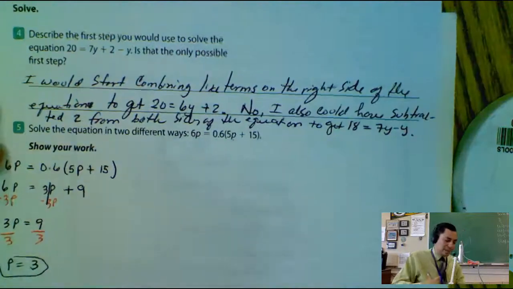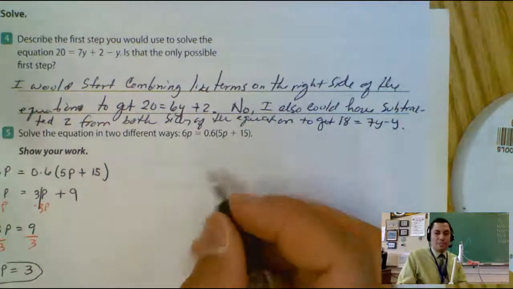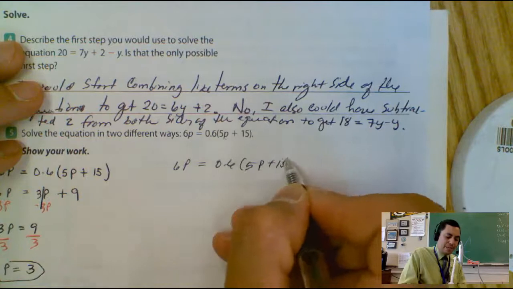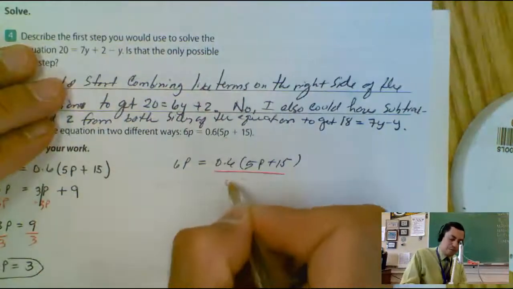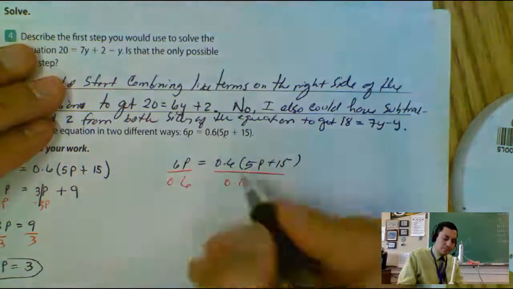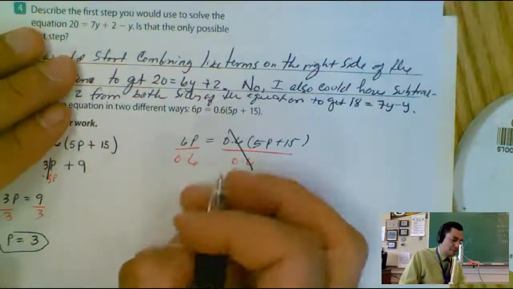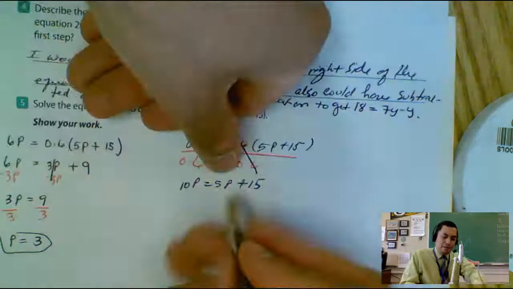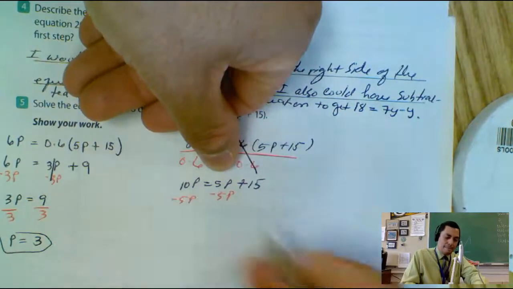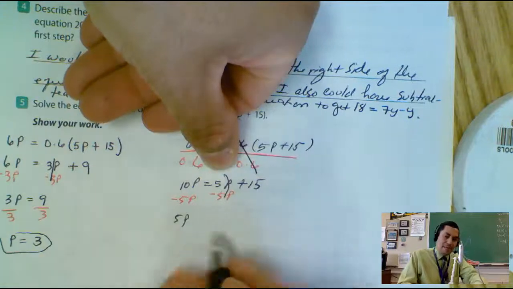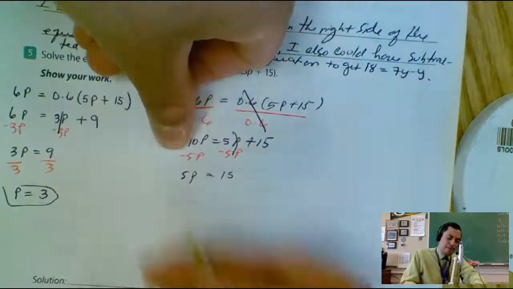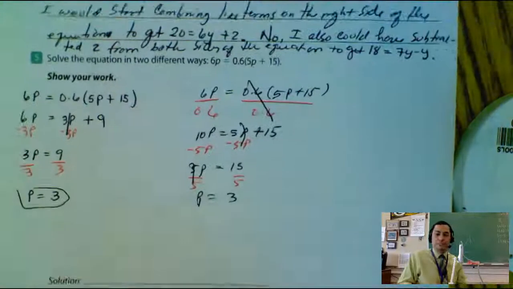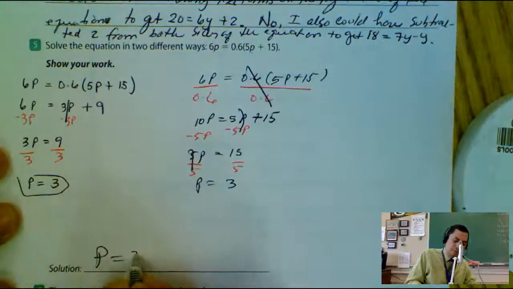That's the solution. Okay, second part. I'm going to divide both sides by 0.6, so 6p equals 0.6 times 5p plus 15. And remember, we should get the same answer. So 0.6 goes away, and 6 divided by 0.6 equals 10, so 10p equals 5p plus 15, then minus 5p. So I have 5p equals 15, then divide by 5, so we get 3. See, we got the same solution, so the solution is p equals 3.